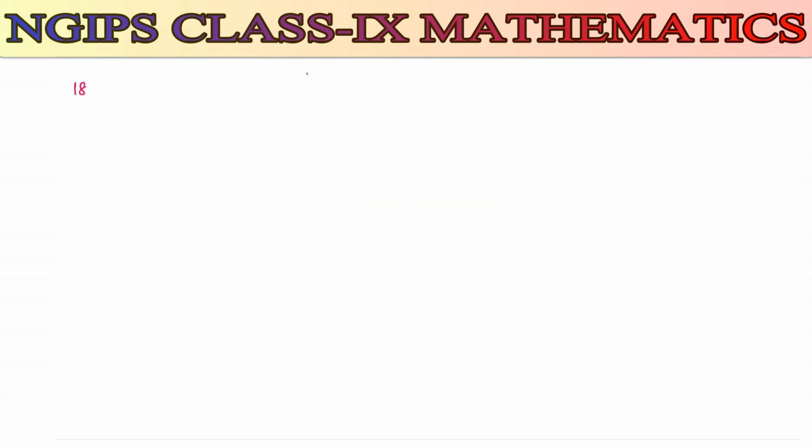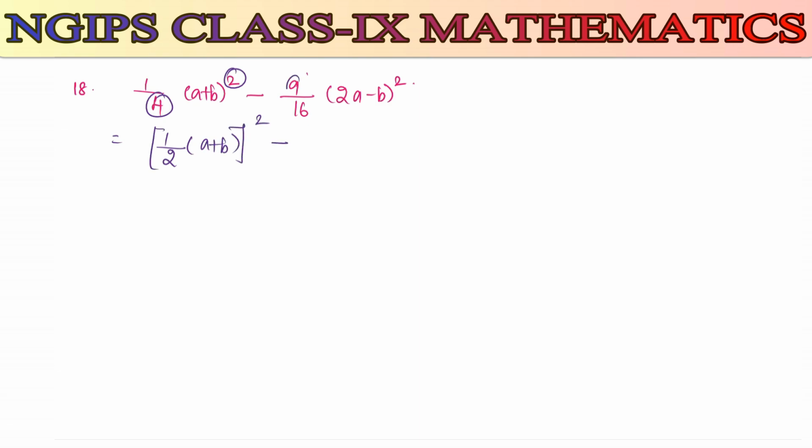The 18th one we have here is 1 by 4 a plus b whole square minus 9 by 16 2a minus b whole square, which is equal to, I am going to write this 1 by 4 as 1 by 2 whole square. 1 by 2 into, already we have square, I will take square common, so a plus b whole square minus, so this I can write 3 square and here 4 square, so I can write 3 by 4 into 2a minus b whole square. I took all the squares common.